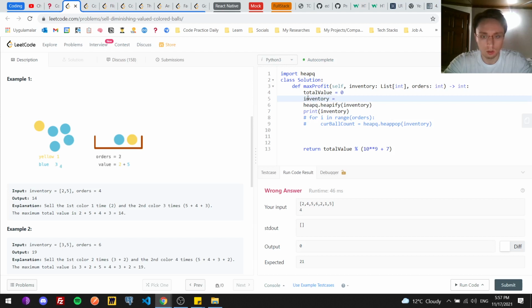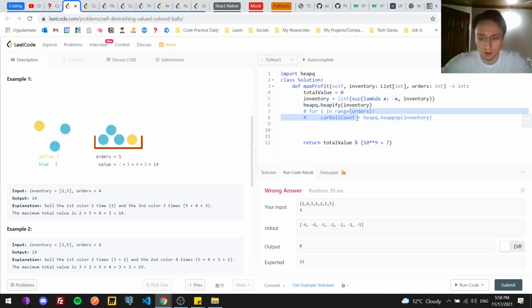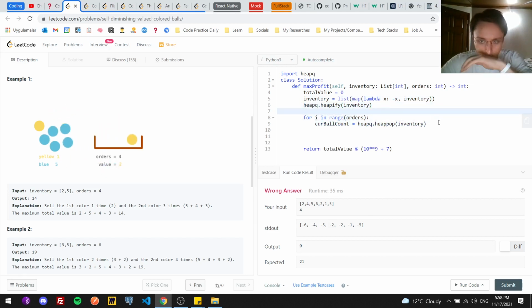Inventory is equal to a list of map with lambda x: minus x over the inventory. Let's see. Yeah, I have the minimums like that. So I have my negatives there. Oops, it should be like this. I get that value from there.